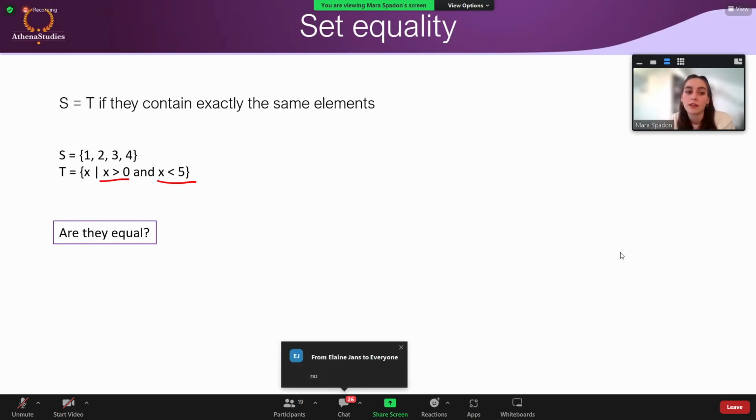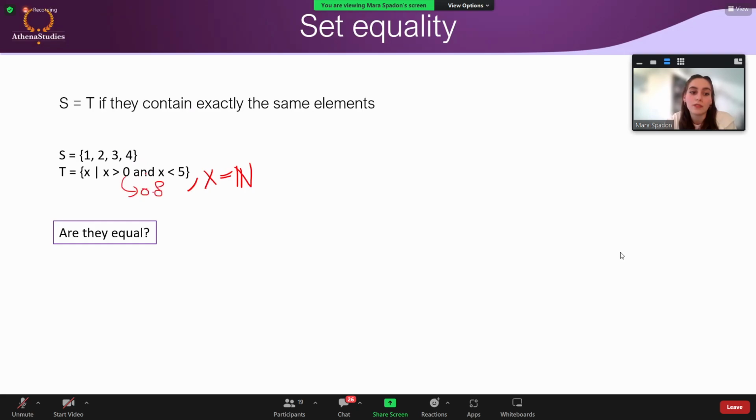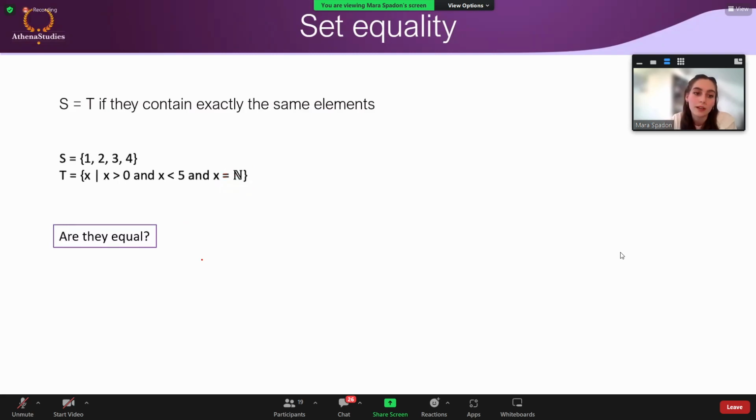No, exactly. And why? Because again, we did not specify that they are natural numbers. So this can include also 0.8, which means it will not be equal to S anymore. Does that make sense? So in our case, they are not equal here. And if we add X is an element of N, then they are equal. So that's something to remember.